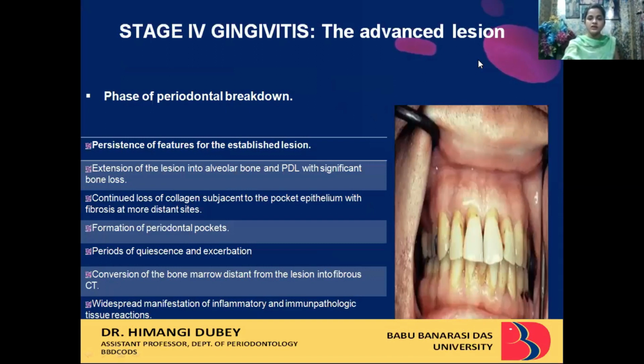Stage 4 gingivitis, the advanced lesion. This is the phase of periodontal breakdown, with persistence of features of the established lesion, and extension of the lesion into alveolar bone and periodontal ligament with significant bone loss, continuous loss of collagen subjacent to the pocket epithelium, and fibrosis at more distant sites, formation of periodontal pocket, periods of quiescence and exacerbation, conversion of bone marrow distant from the lesion into fibrous connective tissue, and widespread manifestation of inflammatory and immunopathic tissue reactions.